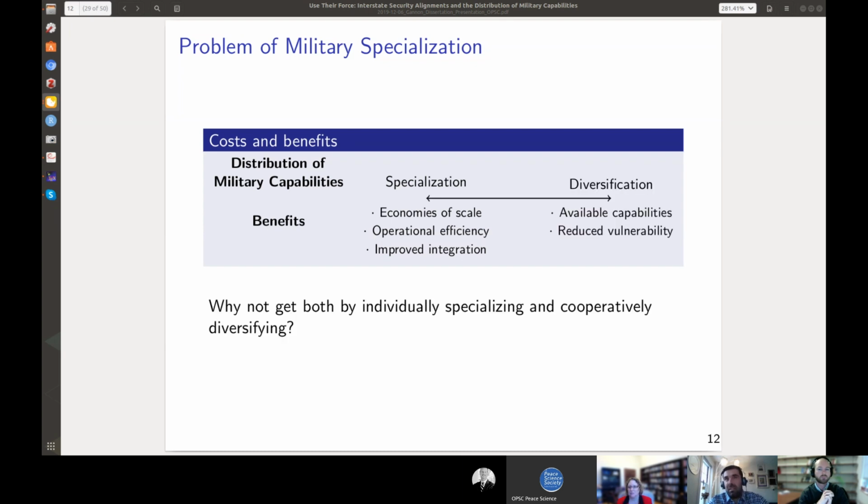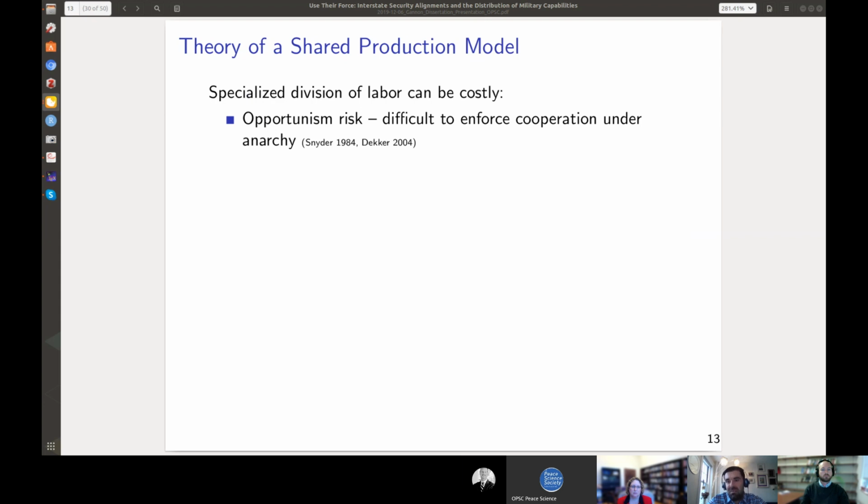But there are also reasons it's really good to diversify, particularly in the military context. You have more capabilities available to you, the Swiss Army knife, so to speak. And as I said earlier, it can reduce your vulnerability if there's not a particular asset or attack strategy that a nation is vulnerable to. So the question is, why can't states both individually specialize and cooperatively diversify? And that's because having this specialized division of labor is not easy to do.